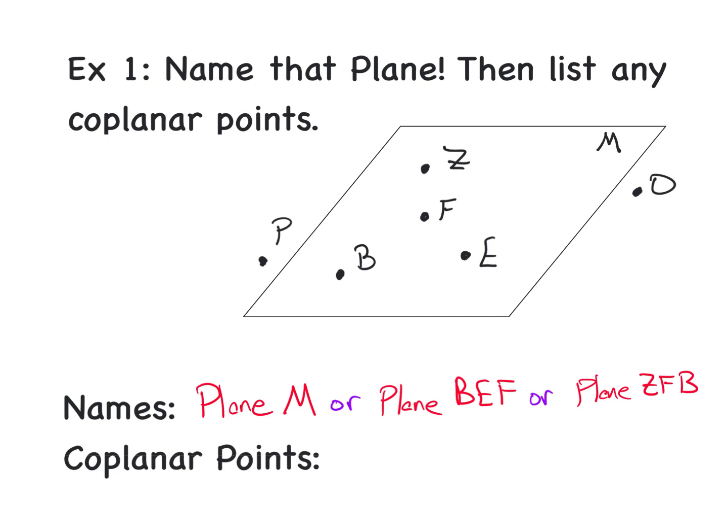Why? P's not on the plane. Okay? Could I do anything that had point O in it? No, because O's not on it. Could I say ZFM? No, why? Because M's a creeper letter. You can't combine the creepers with the normal points.